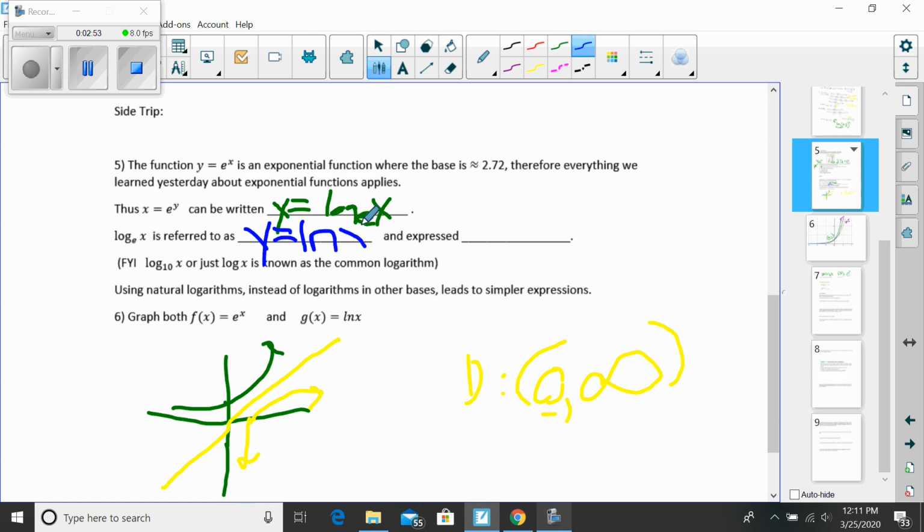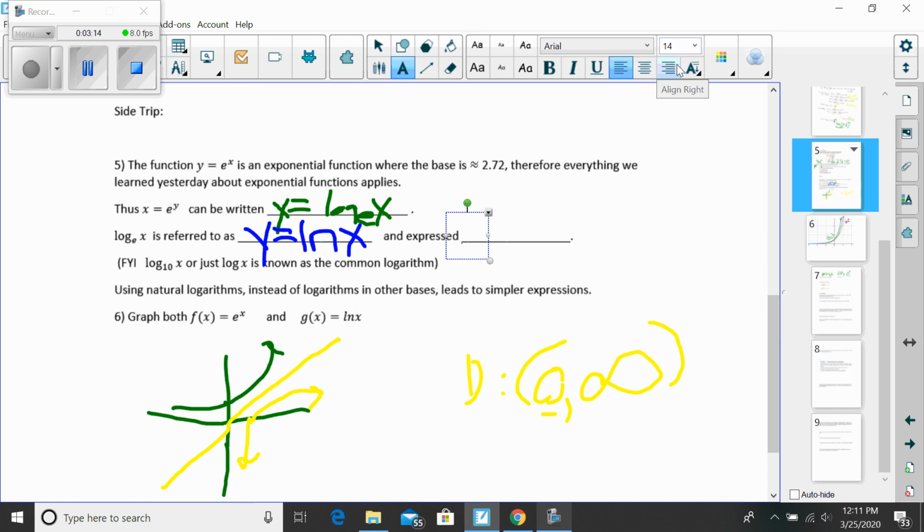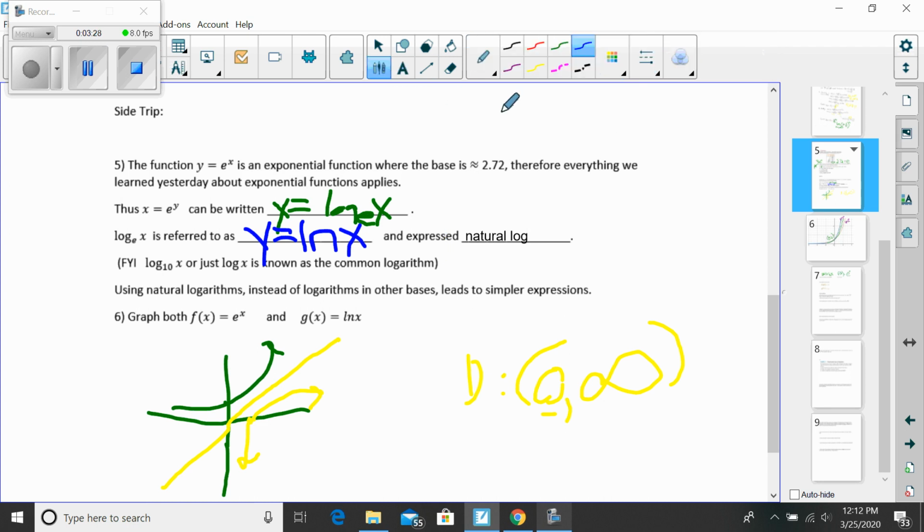Oops, I should have put this in this blank, and then over in this blank, I should have said expressed as natural log. How about I wise up and use text boxes when I can, since they are easier in many cases. So it's easier to work with natural log rather than logs in other bases. It talks about it right down here, that this often leads to simpler expressions. That's why we like natural log better than log.